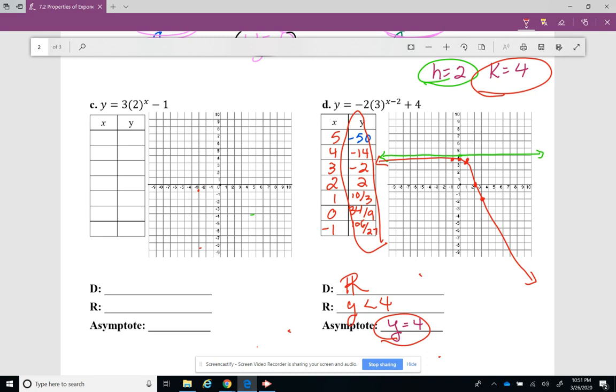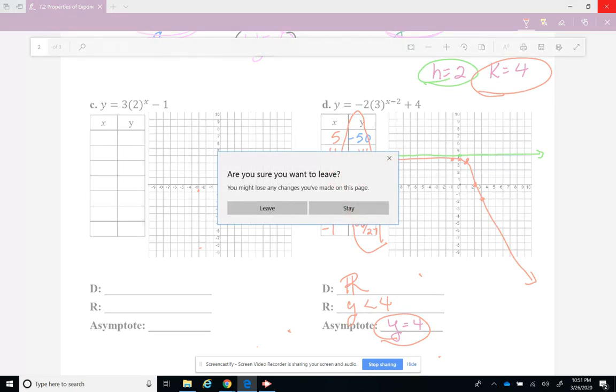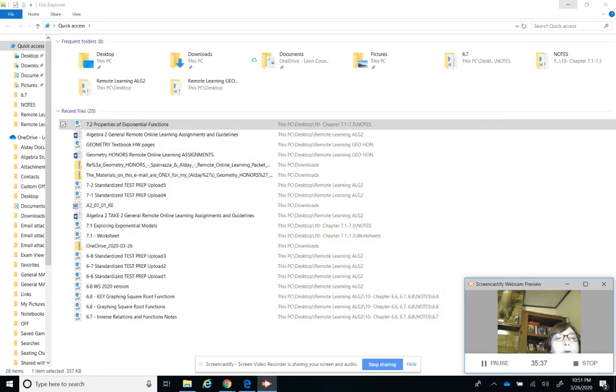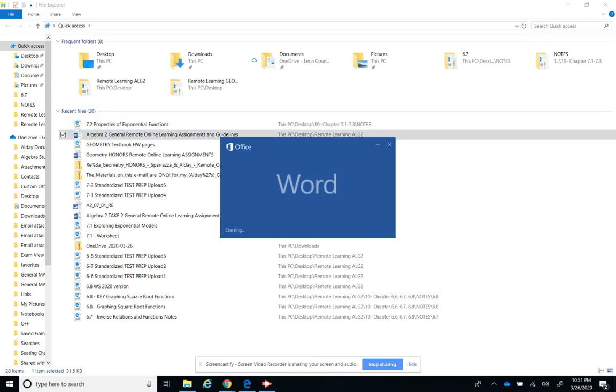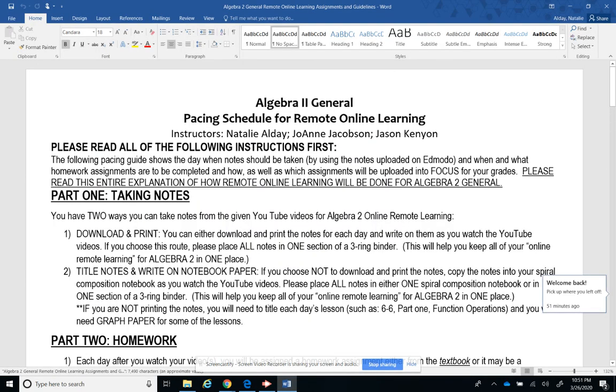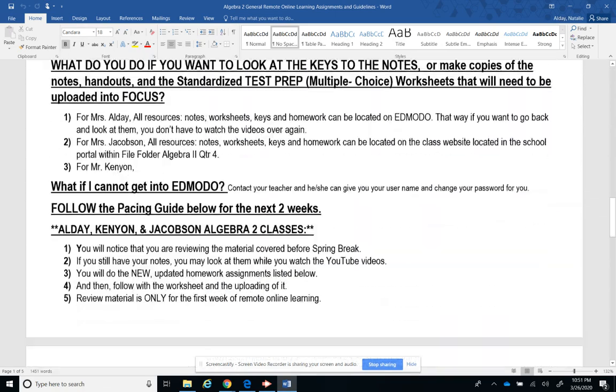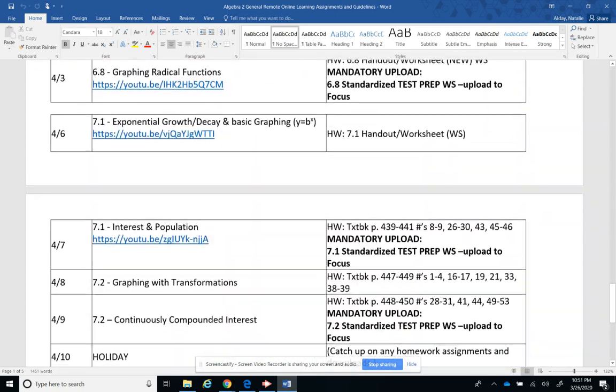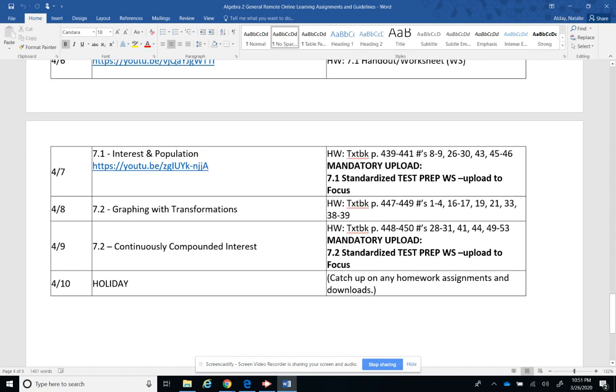All right, so if you need to ever pause the video while I'm doing it, don't feel bad, okay? I'm going to go to your lesson for these 2 weeks, and I'm going to scroll down and show you what your homework assignment is for this one. You see the 7-2 graphing with transformations. Your homework is textbook page 447 to 449, 1 through 4, 16 and 17, 19, 21, 33, and 38 and 39. And so tomorrow we're going to do the rest of 7-2.